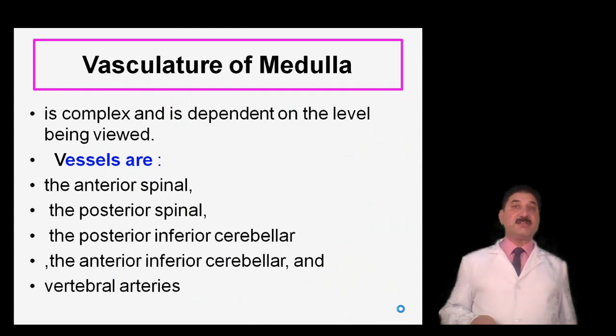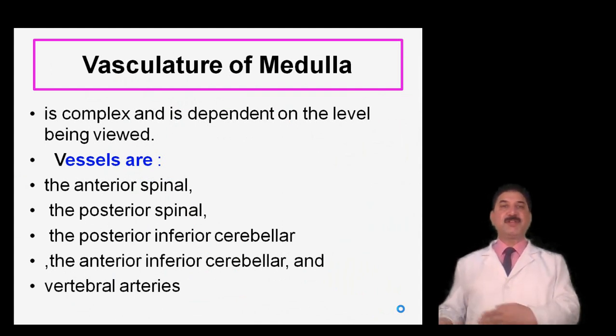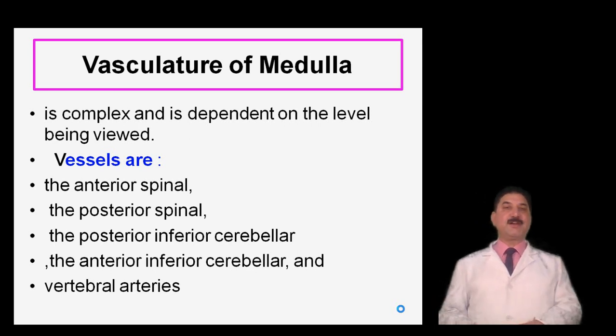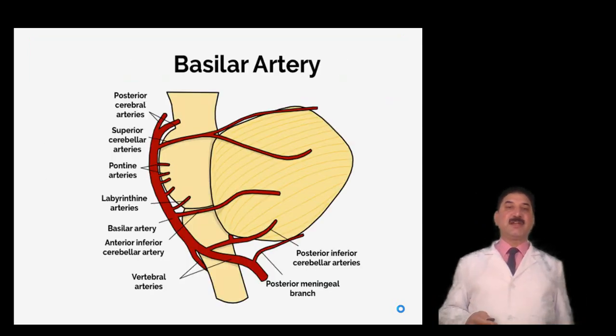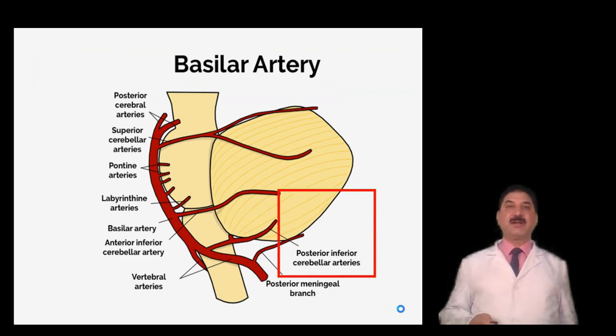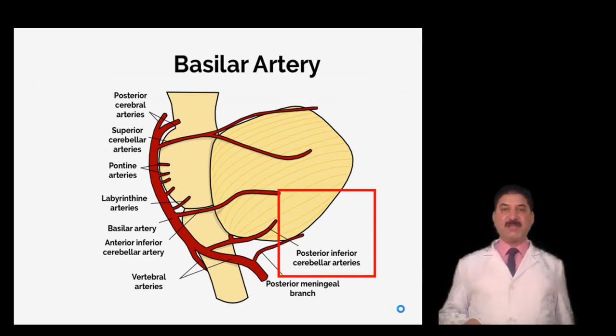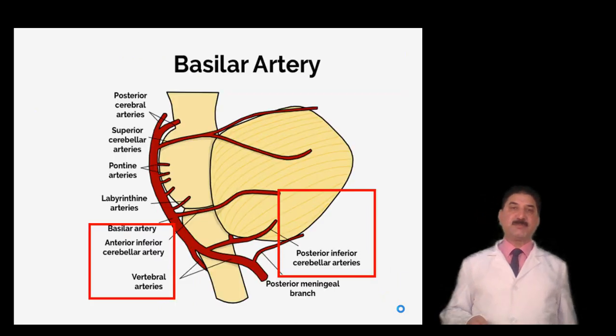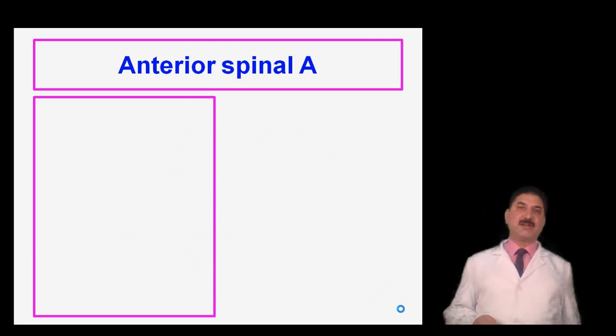The vasculature of the medulla oblongata is very important because it is commonly involved in strokes, but it is complex. It is supplied by the anterior spinal artery, posterior spinal artery, posterior inferior cerebellar artery, anterior inferior cerebellar artery, and vertebral arteries. As shown in this diagram, blood supply comes from the posterior inferior cerebellar artery, which is called the PICA, the anterior inferior cerebellar artery, and the basilar artery. The basilar artery is formed by the joining of the two vertebral arteries. It is also supplied by the anterior spinal artery and posterior spinal artery.